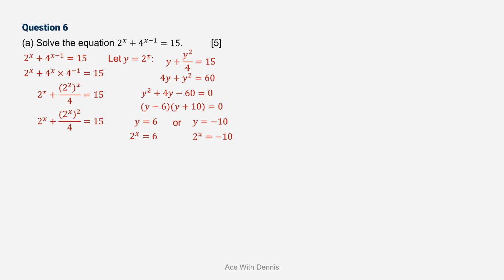So 2 to the power x equals negative 10, we need to reject it because we wouldn't get a negative answer. For the left hand side, we can log both sides. Log 2 to the power x equals log 6. Then we can bring down the power, x log 2 equals log 6, which means x equals log 6 over log 2. Then press calculator, we have 2.58 rounded to 3 significant figures. So this is the answer for part A.